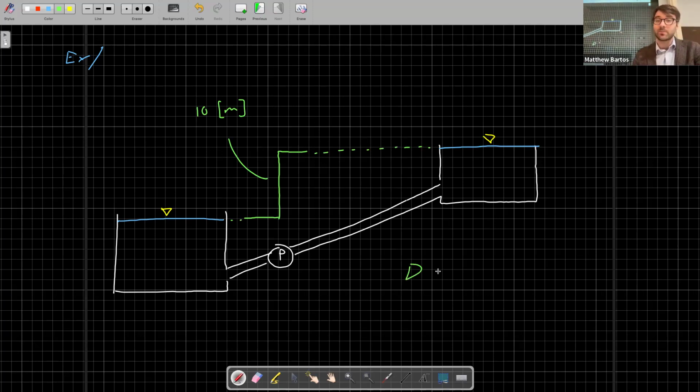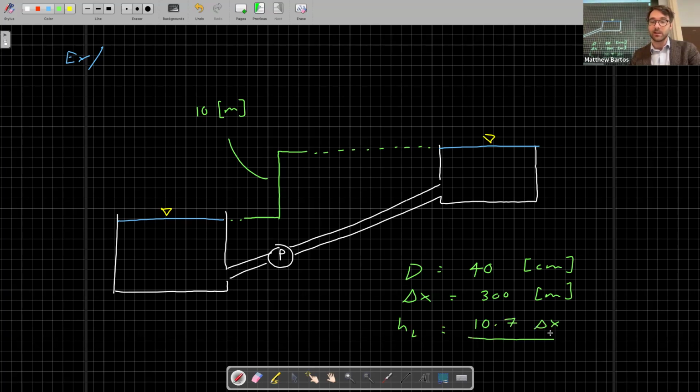We have that the diameter of the pipe is 40 centimeters. The length of the total pipe is 300 meters. You're going to be using the Hazen-Williams equation for the head losses. And for SI units, this is given by 10.7 times the length of the pipe divided by the diameter to the 4.87 power, divided by the Hazen-Williams coefficient to the 1.85 power, all times the discharge through the pipe to the 1.85 power.